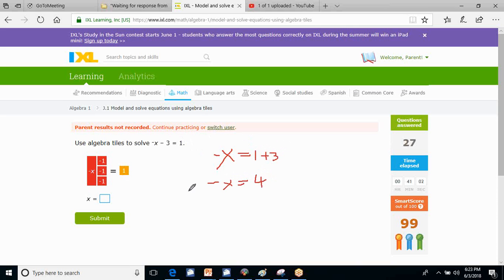But they ask you for x. They didn't ask you for minus x. So to get x, you have to multiply your minus x times minus 1 to get a positive x, and that's equal to 4. Whatever you do on one side, you have to do on the other side. So you're going to multiply your 4 by minus 1. A negative times a negative is a positive, so you get a positive x, and 4 times minus 1 is minus 4. So x is minus 4.